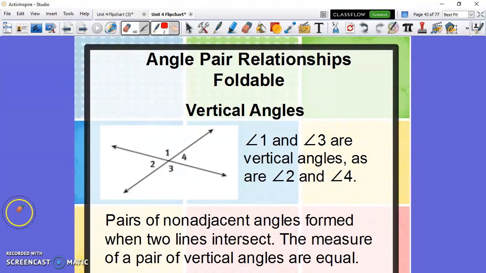All right, so now we're going to talk about vertical angles in our angle pair relationships. Vertical angles are a pair of non-adjacent angles, which means they do not share a common side, formed when two lines intersect. The measures of a pair of vertical angles are equal. That means they are equal to each other. So measure 1, right here, and measure 3 are vertical angles, and they are equal to each other. And 2 and 4 are equal to each other.